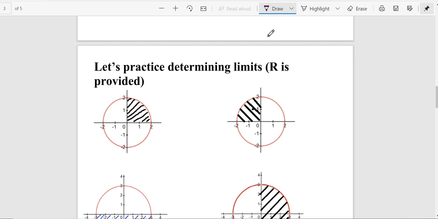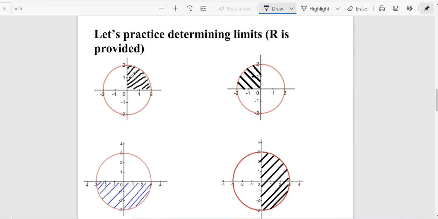Let's practice determining the limits where r is provided. Let's say for these cases. Here we know that the radius is 2. If we write the limits, this one is 0 and this one is up to pi over 2, so the limit for theta for the first one is 0 up to pi over 2.